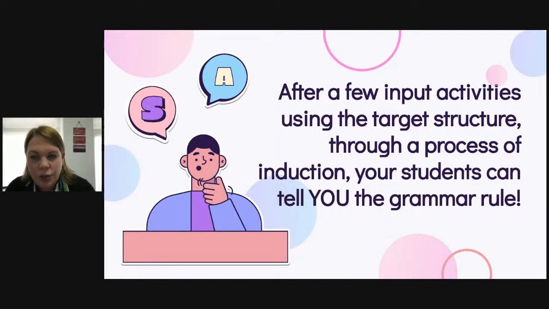They got it. They figured out the rule. Not you. You didn't tell them. They figured it out. And this is good because this is how language acquisition naturally works, because in our brains as native speakers, we figure out the rule ourselves. Nobody tells us rules for our native language. And this empowers your students. So the students feel like, I was able to teach my teacher. This is so cool. I know the rule. I figured it out myself.